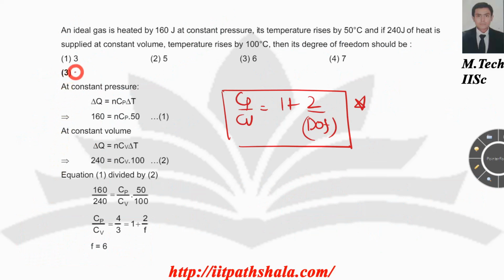Now let us look at the following question. An ideal gas is heated by 160 joules at a constant pressure.